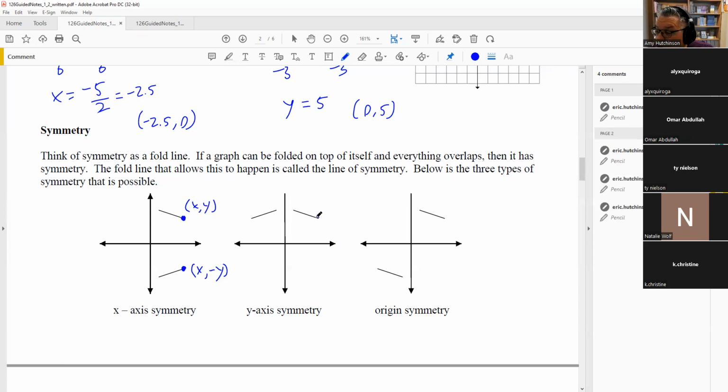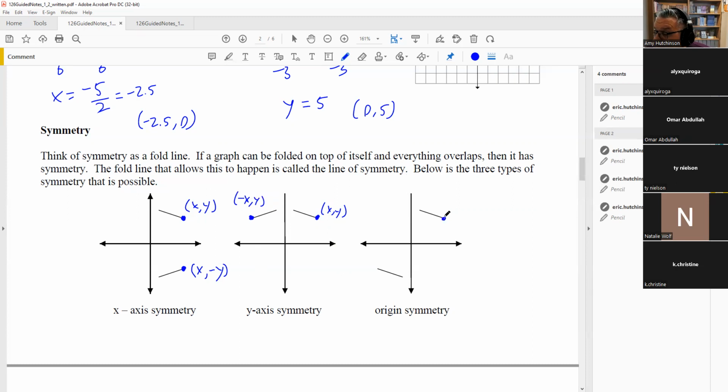Now, if I take a look at this drawing here, this is (x, y) right there. And if I take this across with y-axis symmetry, then I have negative x and positive y. That means the y values are exactly the same because they're at the same height. But the x values differ by a minus sign. So that's what we have with y-axis symmetry: we have x and negative x.